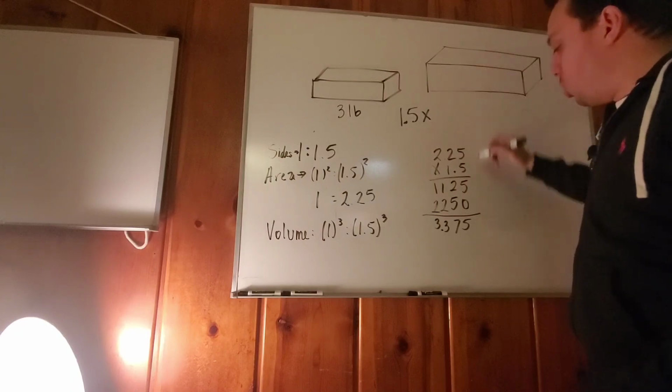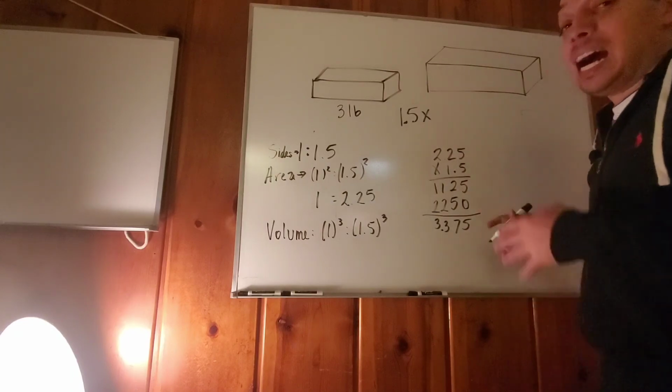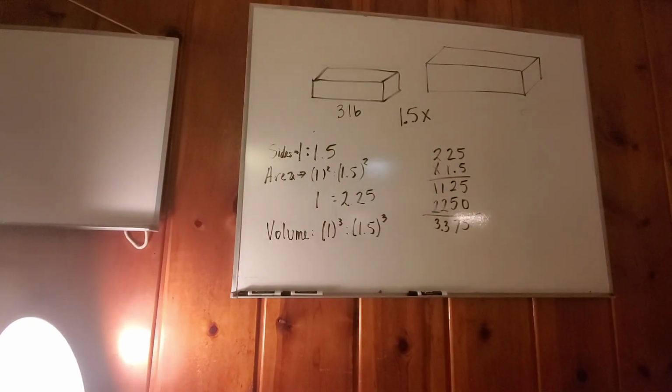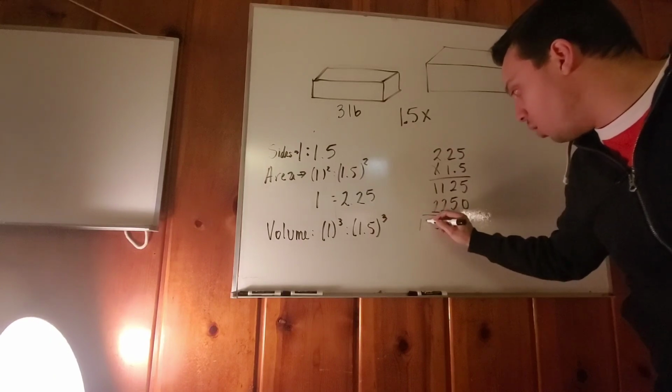The volume is going to be 3.375 times bigger, but that's not the end of the question. The question says the larger brick has 1.5 times the length, width, and height of the small brick. What is the ratio of the volume of the larger brick to the smaller brick? I already found the ratio of the volume, which is 1 to 3.375, as you can see there.